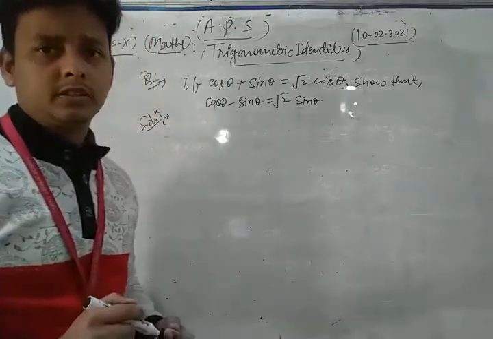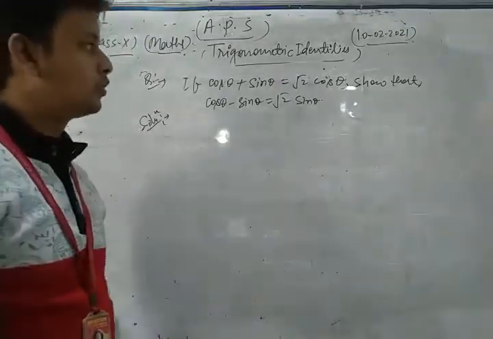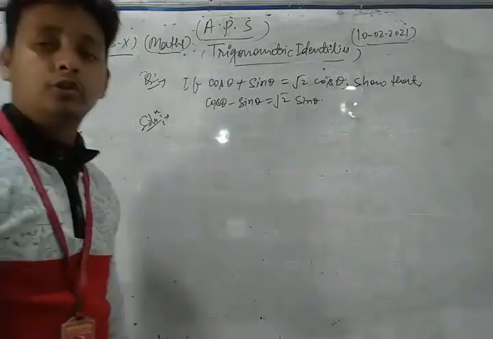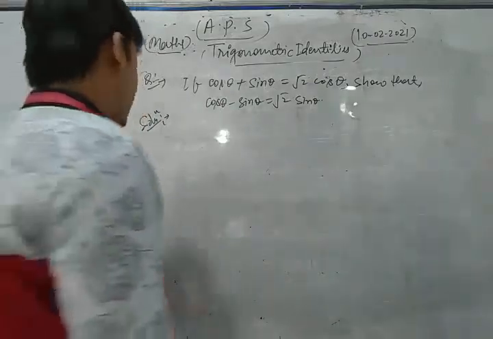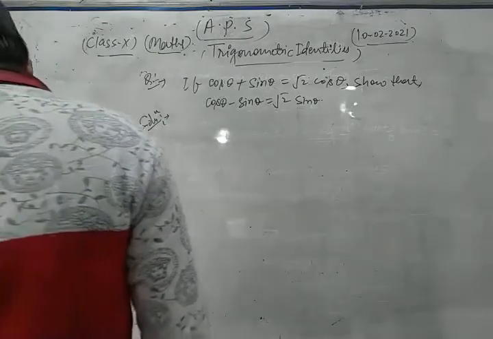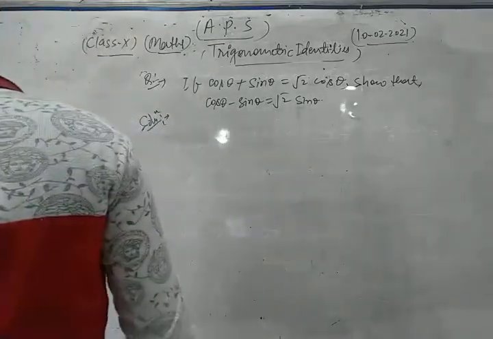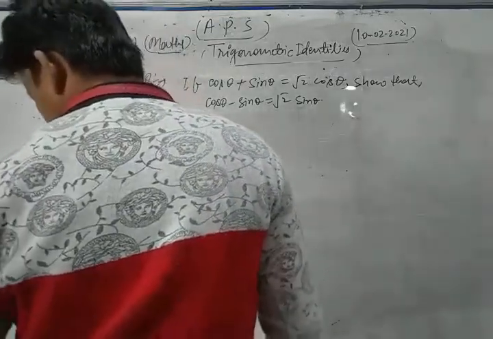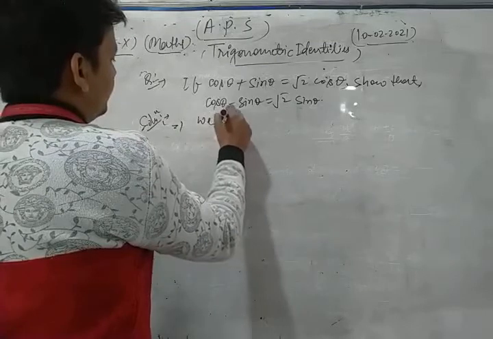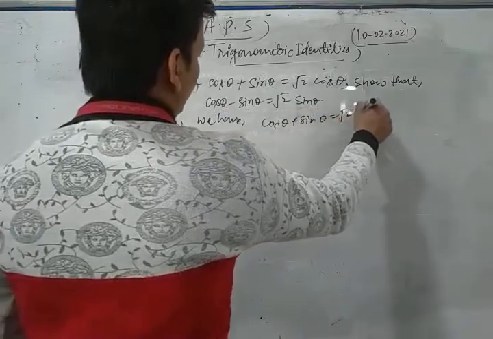What is the question here? We have cos theta plus sin theta is equal to root 2 cos theta, and we have to show that cos theta minus sin theta is equal to root 2 sin theta. This is a very important previous year board examination question, dear students, so please concentrate on it. Let's see the solution of the given question. First of all, we have cos theta plus sin theta is equal to root 2 cos theta.